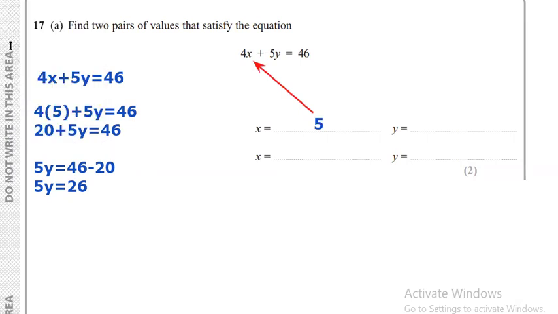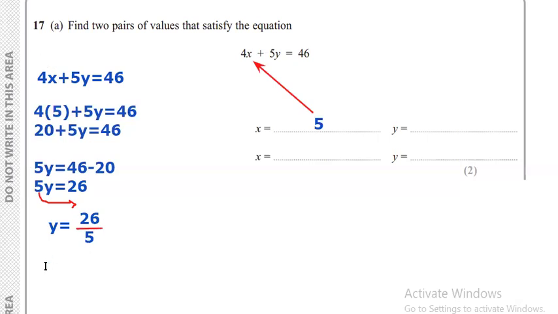Now, I want the value of y. This means I'm going to take this 5. Because it's multiplied, I'm going to take it by dividing. So y will equal what? y will equal 26 divided by 5. Very good. Now, I can find this using the calculator. Divide 26 by 5.